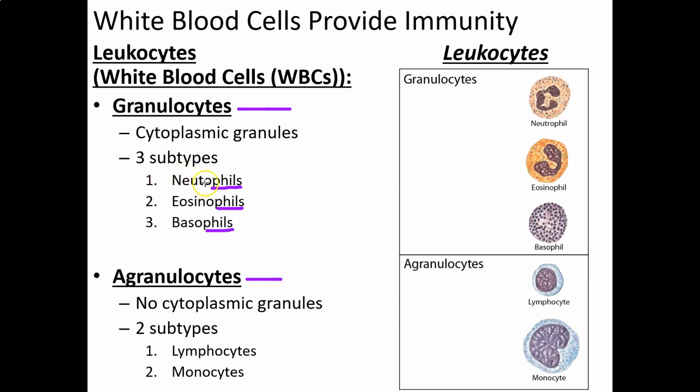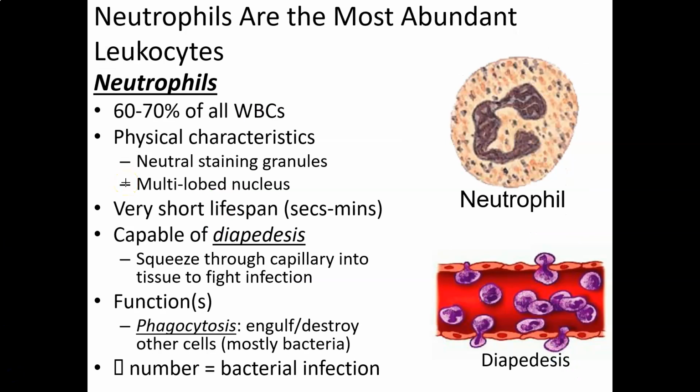The three types are neutrophil. So here's neutrophils, eosinophil, and basophil. The agranulocytes, right, are the lymphocyte and the monocyte. So we'll kind of look at each one individually and see what characteristics we need to know about each one. Okay, so look at the granulocytes first.